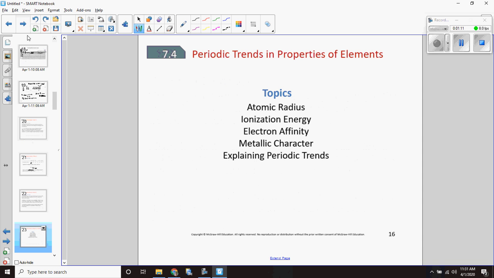So there are some trends that we've seen. Let's look at some things. What type of things can we explain using effective nuclear charge? Atomic radius is the first one we're going to talk about, followed by ionization energy.